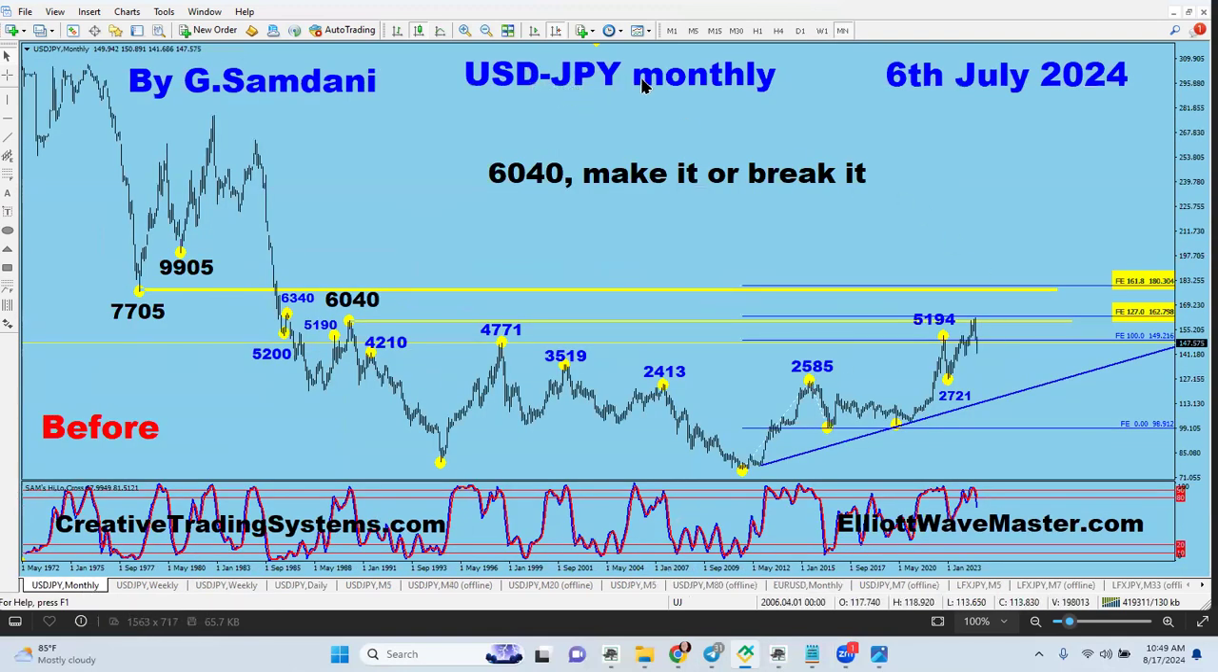This is the monthly chart of USD yen I made in July, that we're going to be defending 60.40. So we did, right? We came back twice actually. We went up, we came down, then we went again, a little bit more than that, 60.40, right? And then finally we dropped here, and we went below 51.94.